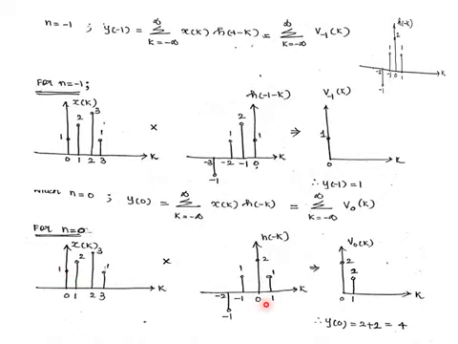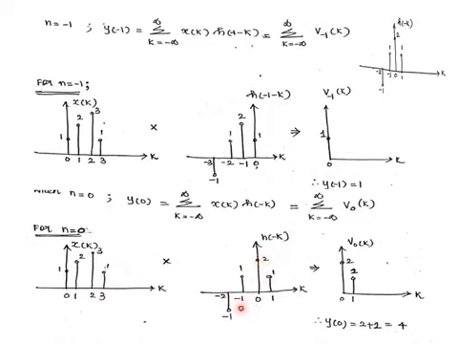Whereas at k is equal to 1, the amplitude of h of minus k is 1. So it is 2 into 1, its value is 2. Looking at the other time instances, for 2 and 3, x of k has values, whereas h of minus k has no values, so it will be 0. Product of these two will be 0.